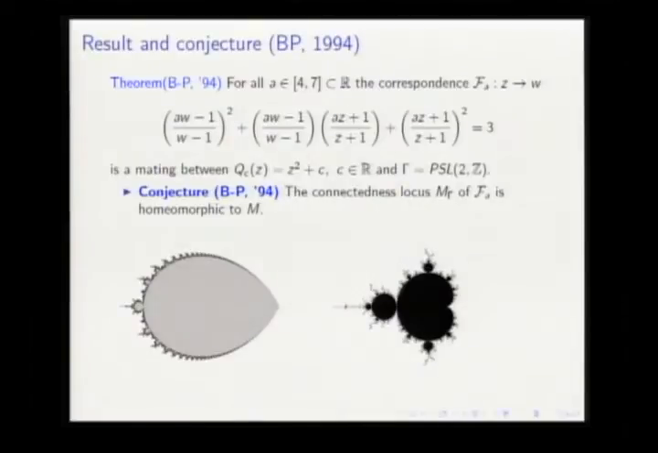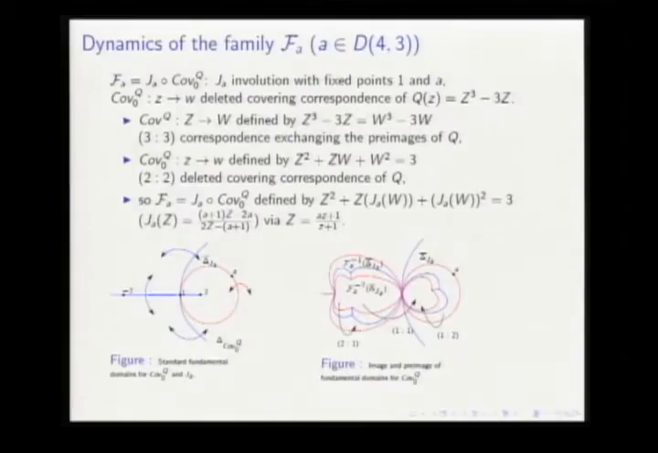They plot the connectedness locus for this family, which is the set of parameters for which the limit set is connected. And they saw this picture. And they conjectured this thing is homeomorphic to the Mandelbrot set. They look similar, don't they? So they conjecture that for every A in this set, the correspondence is a mating between quadratic polynomials and the modular group. And this guy is homeomorphic to this guy. This slide is quite technical, and I'm sorry for that.